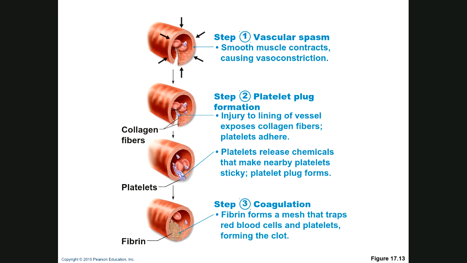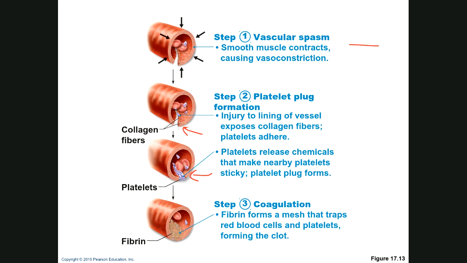Step 1, the vascular spasm. Smooth muscle contracts. You get vasoconstriction. It stops a lot of the flow of blood. Then platelets are attracted to the damaged vessel, the lining wall here, and they start to fill up in this hole, clogging it up. And they stick together because they release chemicals that make other platelets stick together. So you get a big clot formed.